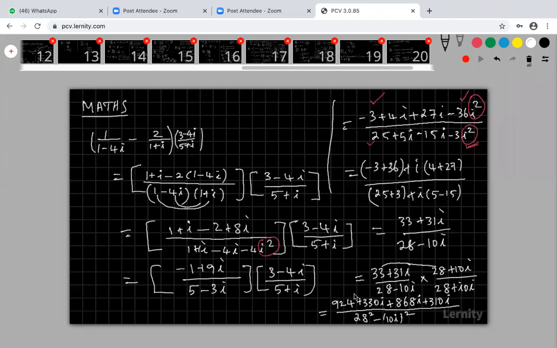Now simplify this. This is i square, because 31i into 10i is 310i square. So this is also my real part, because my i square is minus 1. 924 minus 310. This is 330 plus 868. Now apply and simplify. What is the answer you are getting?